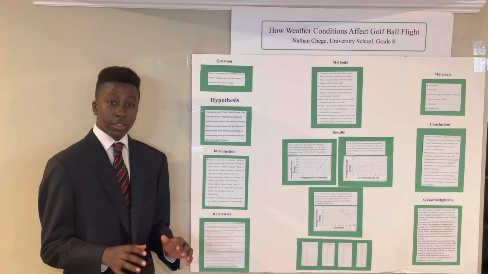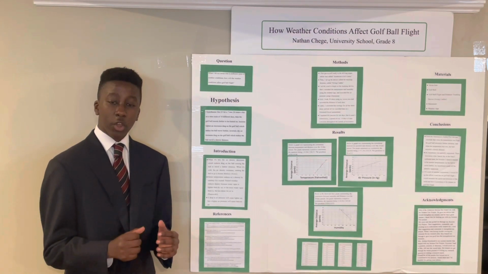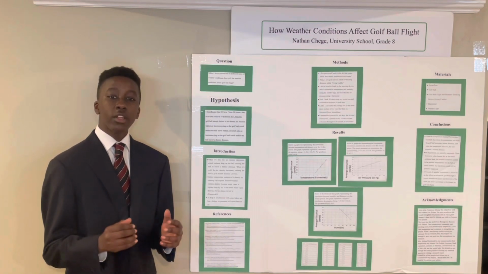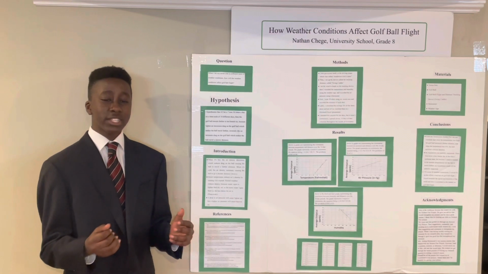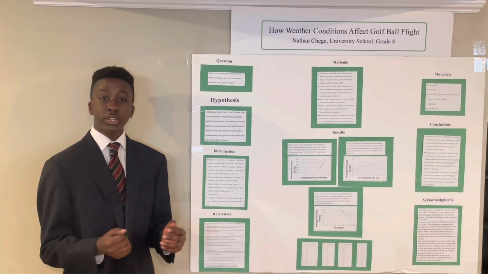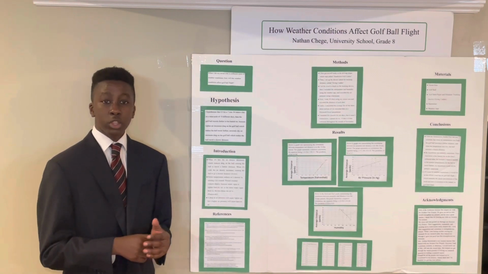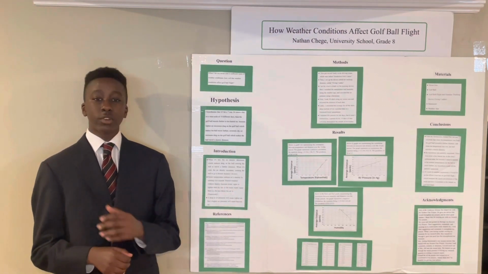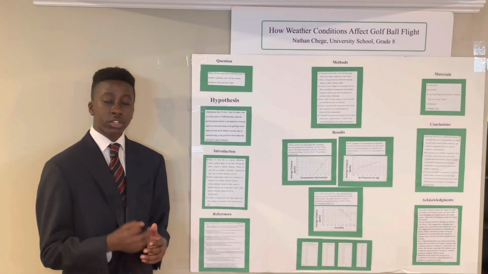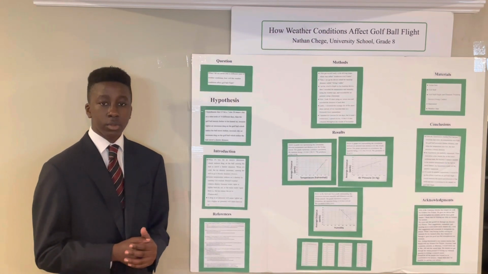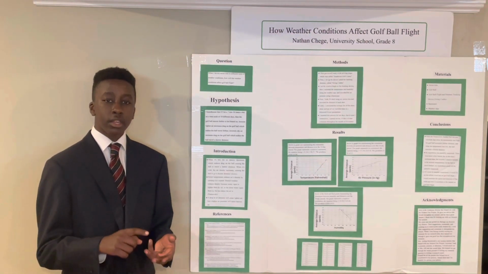I want to make it clear that I kept the wind constant, which means I set the wind to 0 miles per hour on the golf distance tracking device called the Swing Caddy. Because think about it, wind is constantly changing speed and direction. For example, if you're shooting a basketball on a windy day right at the hoop, the wind will knock it right over. So because of this, I wanted to narrow down to just 3 weather conditions, which are temperature, humidity, and air pressure.